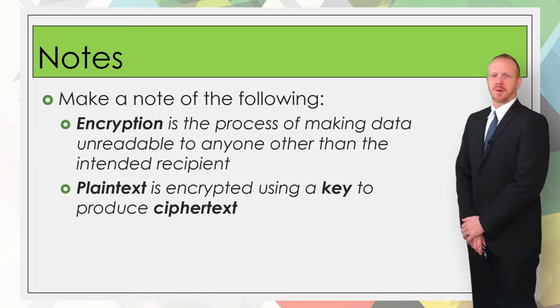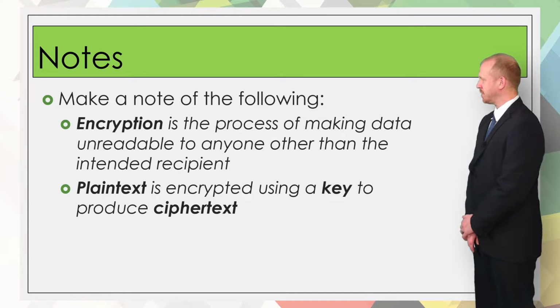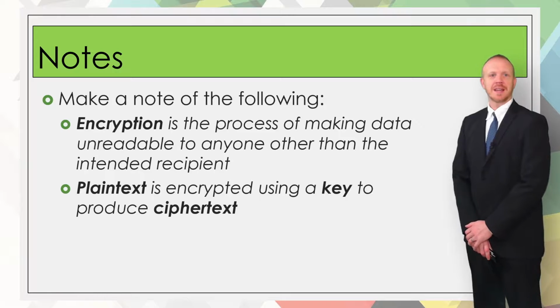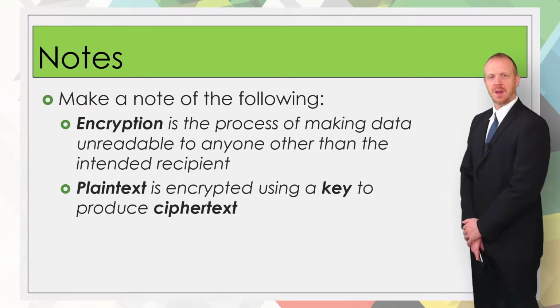So let's make some quick notes on that before we look at an example. So in your books, can you write down that encryption is the process of making data unreadable to anyone other than the intended recipient, and that plain text is encrypted using a key to produce ciphertext. Unpause the video when you finish making your notes.